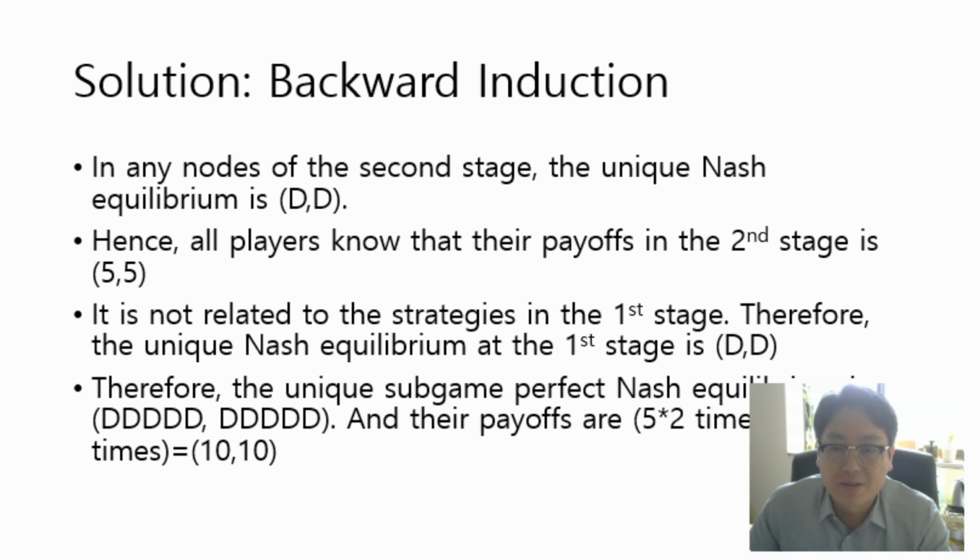Therefore, this is the unique subgame perfect Nash equilibrium. Why? Because we find an action at the end of the game. So DDDD is the only unique subgame perfect Nash equilibrium of this twice repeated prisoner's dilemma game. And their payoff is 5 in the first stage and 5 in the second stage. So 10 will be their payoff.